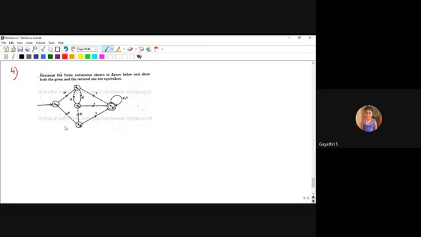Minimize the automata shown in the figure below and show that both the given and the reduced one are equivalent. That is minimization of automata. So this problem will consider minimization of automata. So what methods are available for minimization of DFA? Anyone, post here the names of the methods which are available for minimization of DFA.